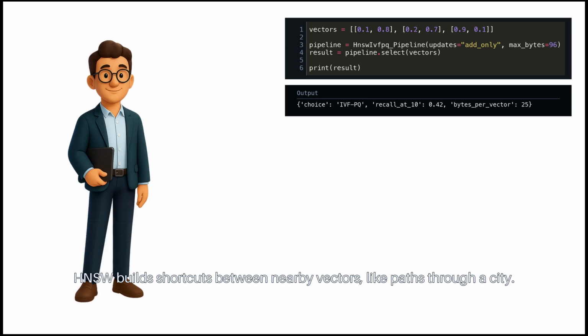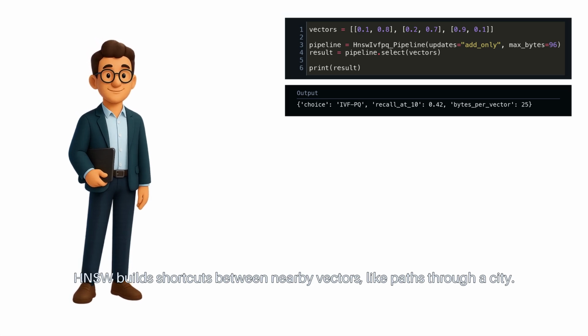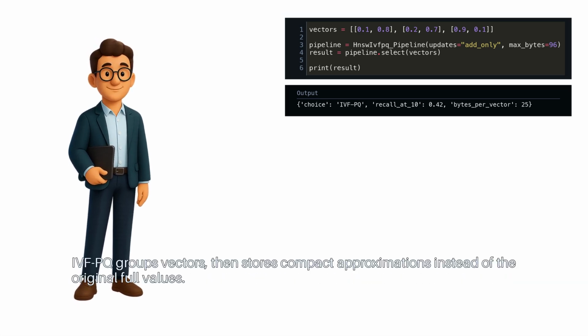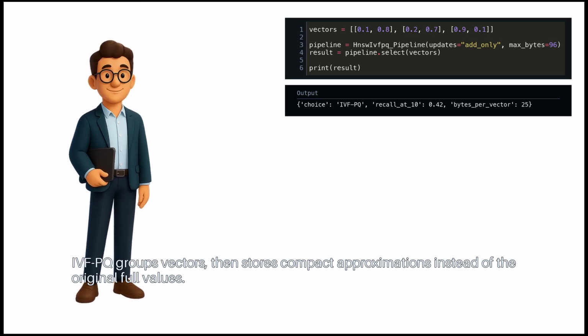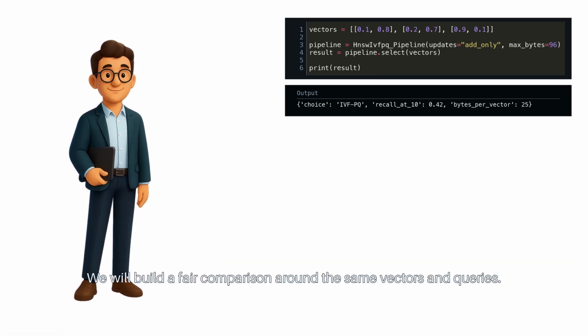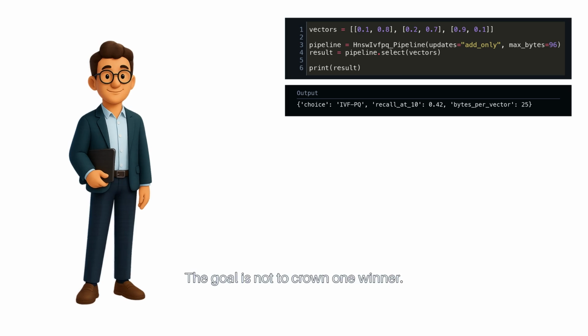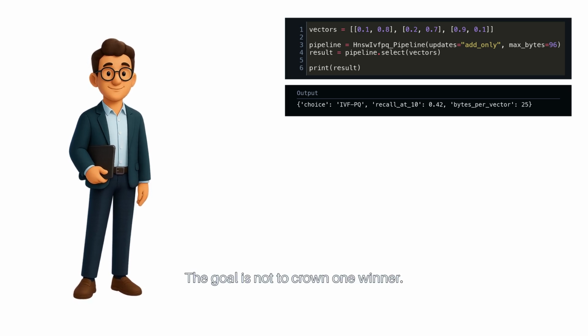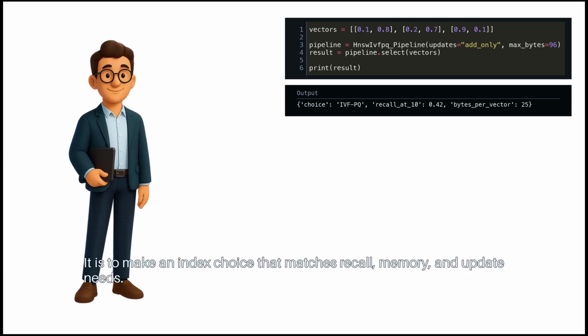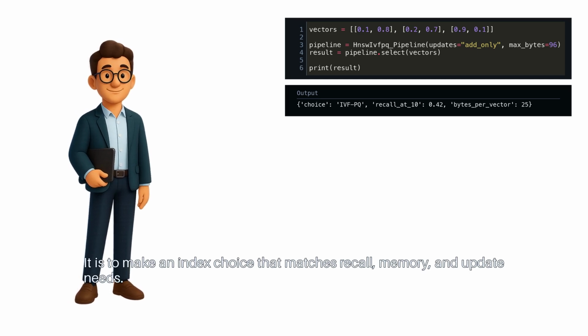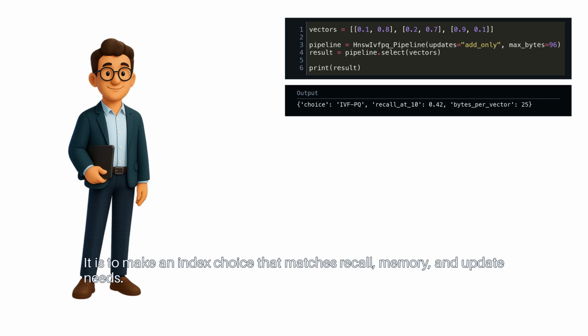HNSW builds shortcuts between nearby vectors, like paths through a city. IVF-PQ groups vectors, then stores compact approximations instead of the original full values. We will build a fair comparison around the same vectors and queries. The goal is not to crown one winner. It is to make an index choice that matches recall, memory, and update needs.